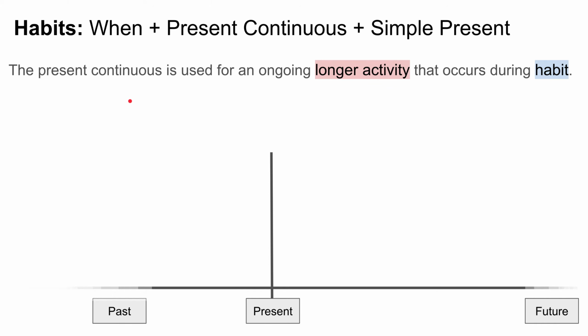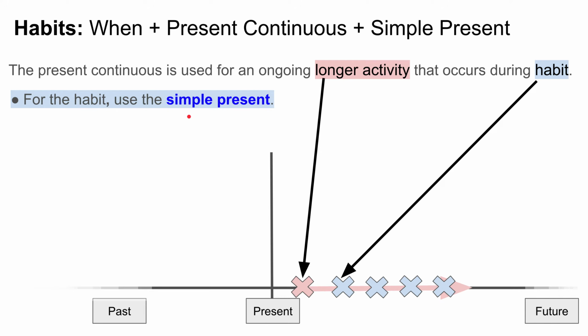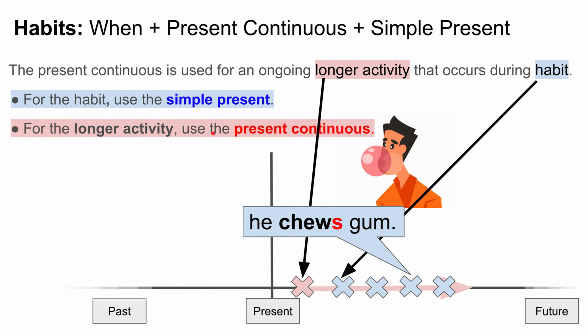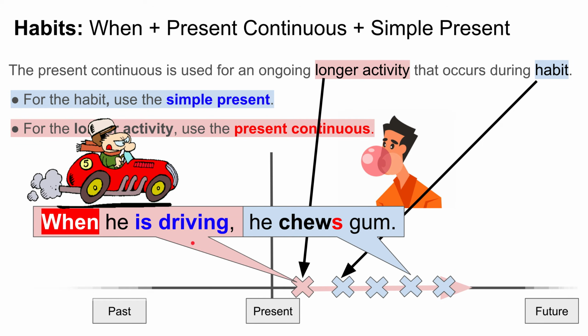Let's move forward now. Let's look at when plus the present continuous plus the simple present. We use the present continuous for an ongoing longer event that occurs during a habit. For the short habit, we use the simple present, such as he chews gum. For the longer, ongoing habit, we use the present continuous. For example, when he is driving. These two habits are occurring at the same time. When he is driving, he chews gum. And we want to make sure to connect when with the present continuous.